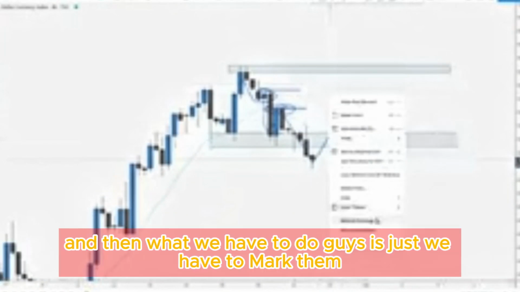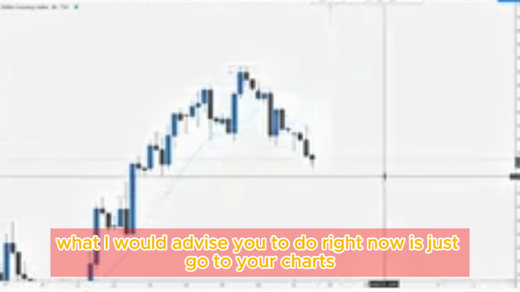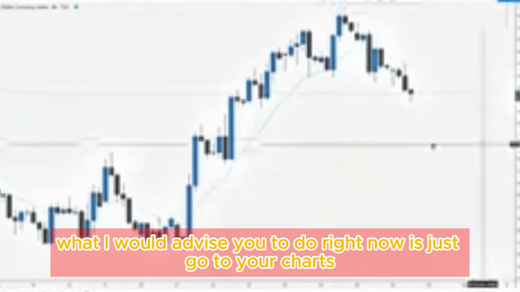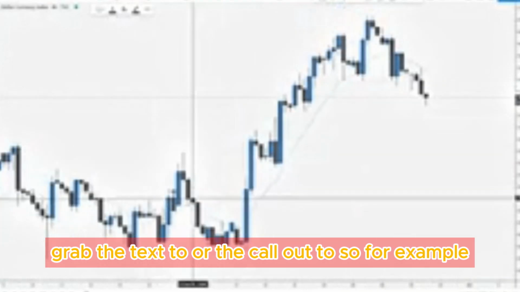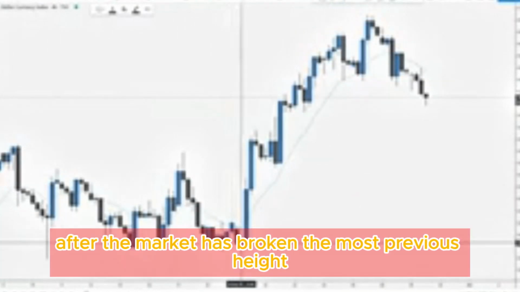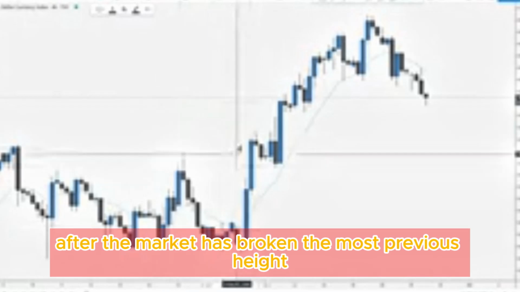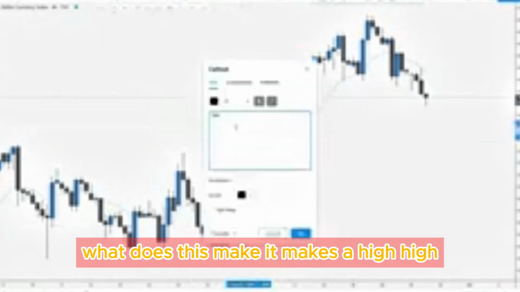And then what we have to do, guys, is we have to mark them. What I would advise you to do right now is go to your charts, grab the text tool or the callout tool. So for example, right here we see we have a consolidation. After the market has broken the most previous high, what does this make? It makes a higher high.